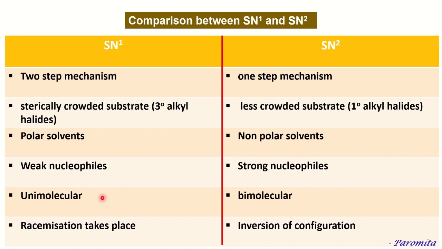SN1 is unimolecular. In the rate equation, only the concentration of alkyl halide will be included. But in case of SN2, it is a bimolecular reaction, and in the rate equation, it will include both the concentration of alkyl halide as well as the concentration of the nucleophile or OH minus. In case of SN1, if the substrate is optically active, then racemization takes place. Whereas in case of SN2, inversion of configuration takes place because there will be rear side or back side attack.